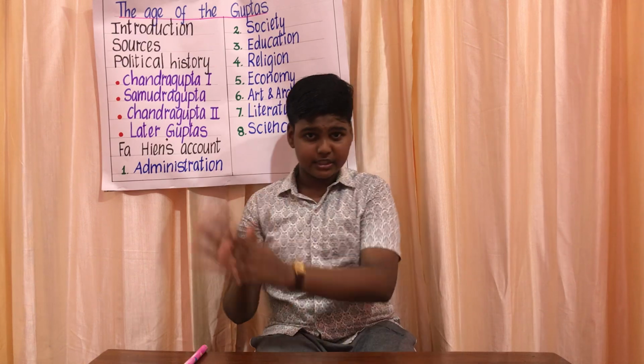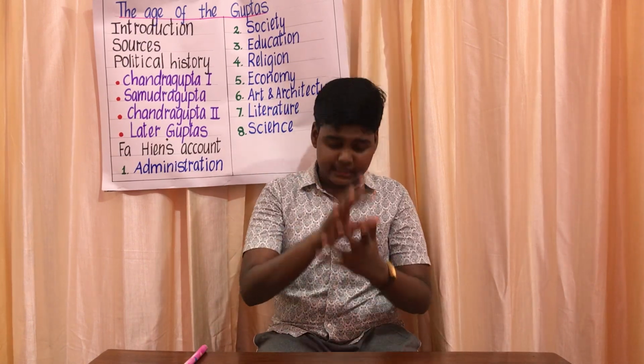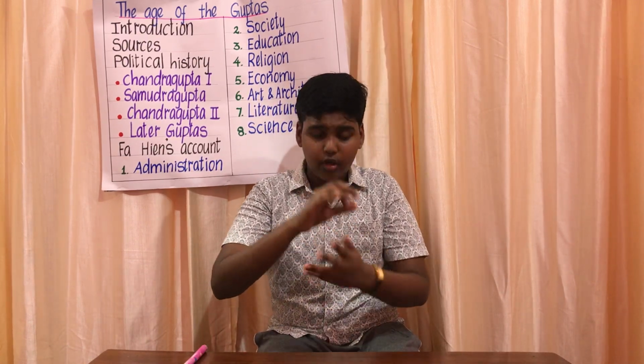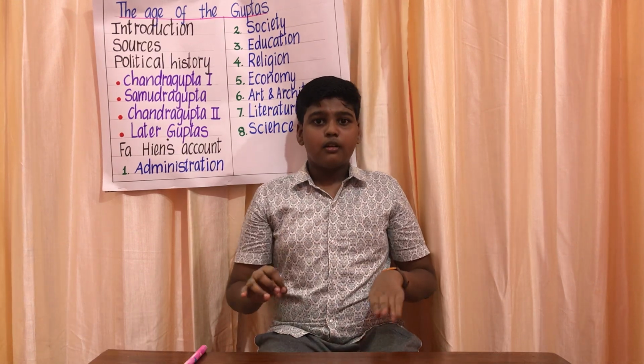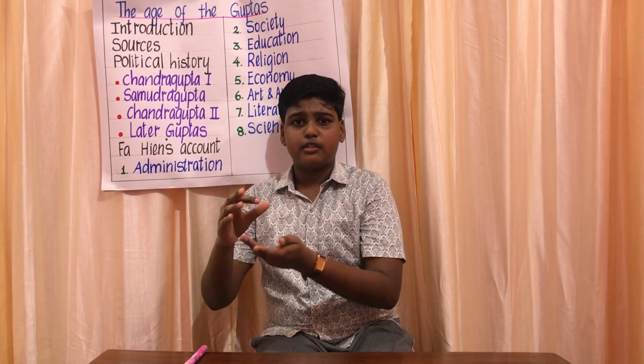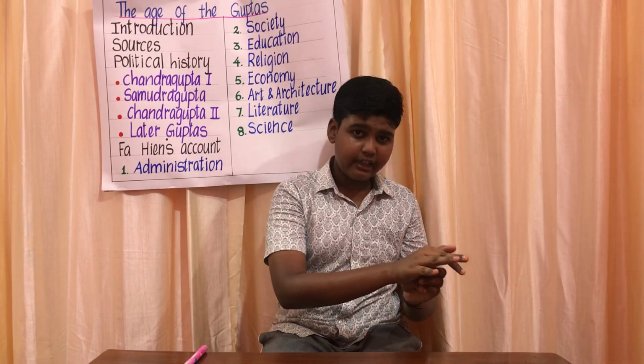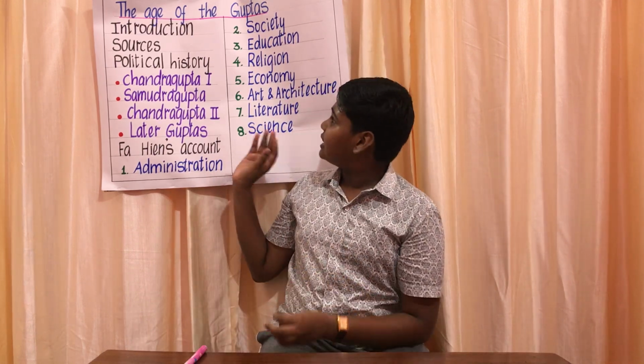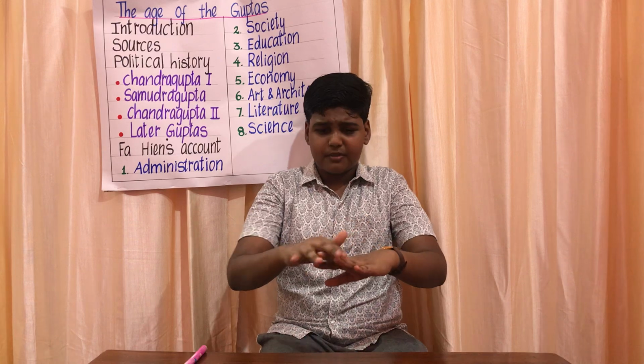The religion. Most of the Gupta rulers were followers of Hinduism, and a few were Buddhist or Jain. But still most of the rulers were tolerant of other religions too. For example, Samudragupta appointed Vasubandhu, a Buddhist scholar, as his son's tutor. Thus we can learn that the rulers were tolerant of all religions.